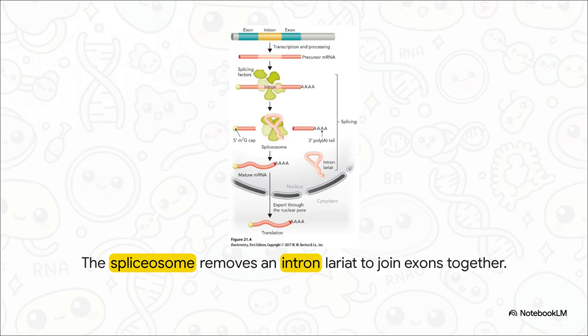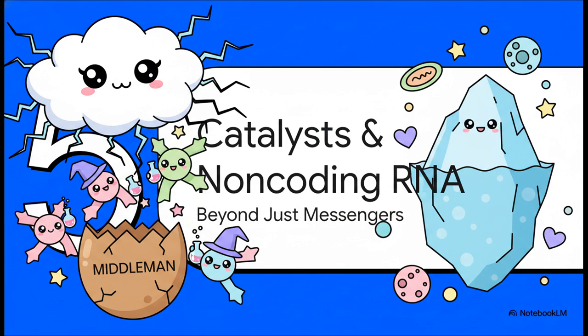And here's the huge takeaway. By choosing which exons to keep or skip, your cells can actually create multiple completely different proteins from just a single gene. That is incredibly efficient. Moving to our final part, Section 5, Catalysts and Non-Coding RNA, Beyond Just Messengers.